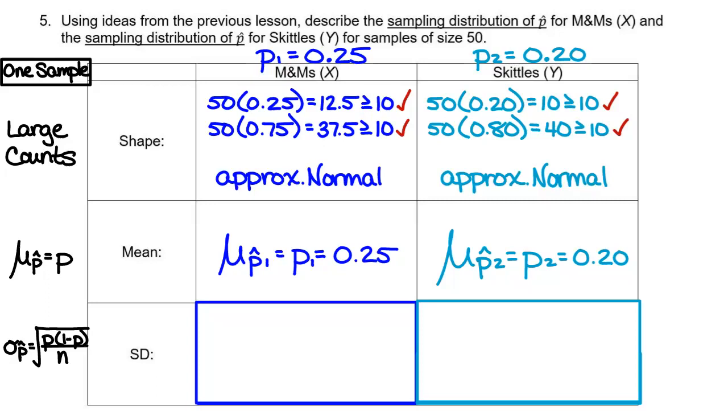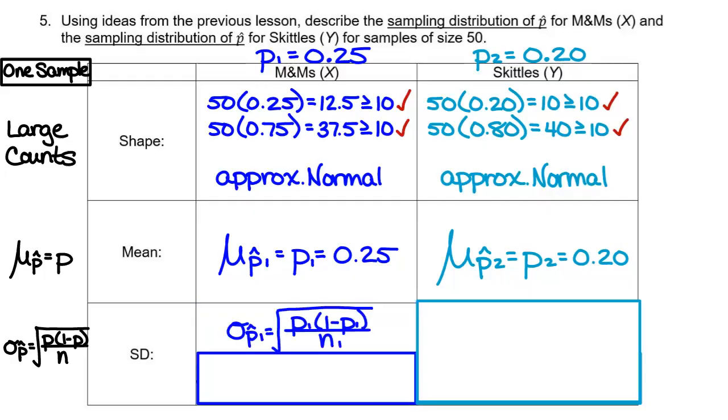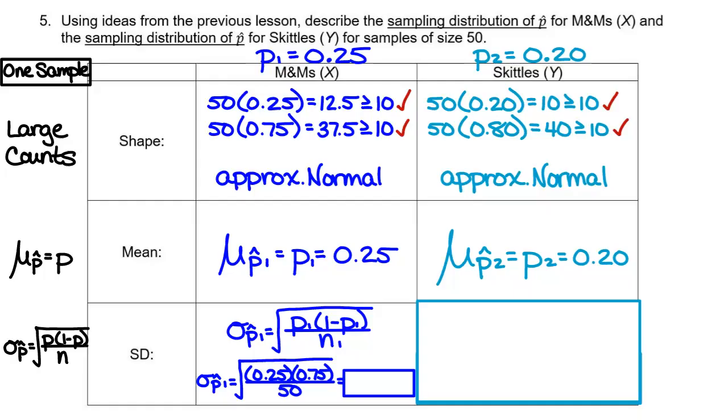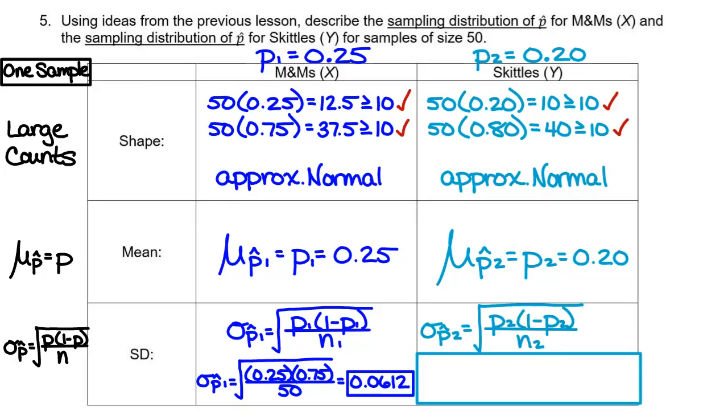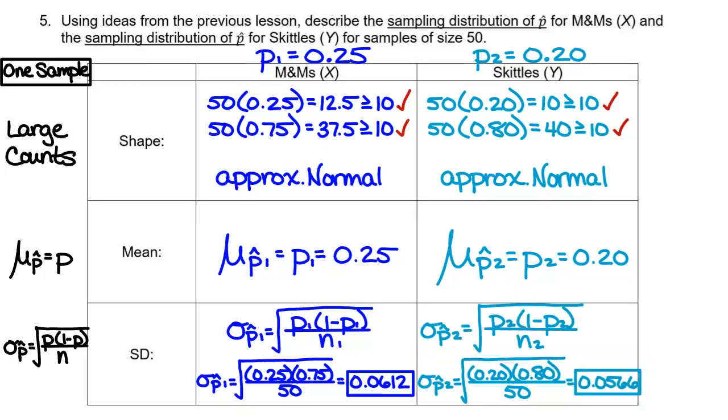What is the standard deviation for M&Ms? 0.0612. Yep, we have to do P1 times 1 minus P1 over N1. So we do 0.25 times 0.75 over 50, all underneath the square root. You should get 0.0612, about. What about for Skittles? What's our standard deviation there? How much? 0.057, yes. Or 0.0566, depending on exactly how you rounded it.